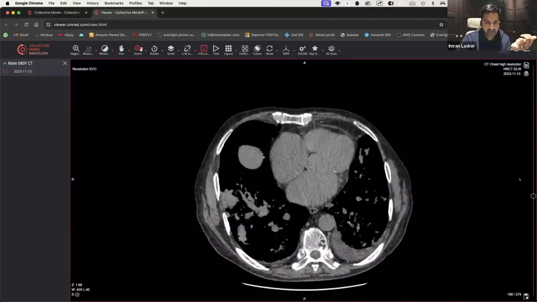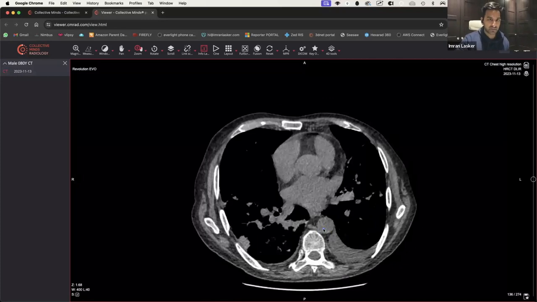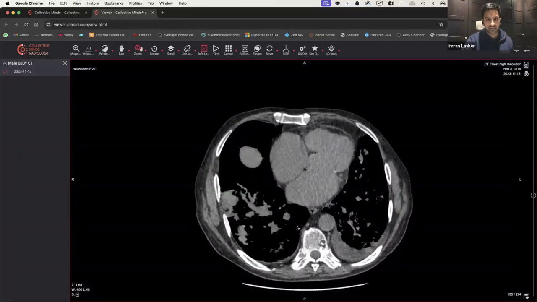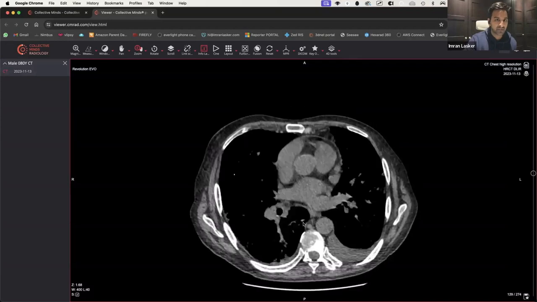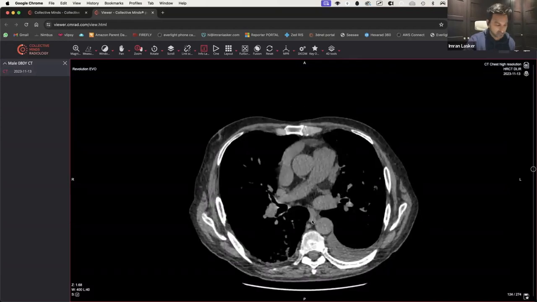And this is a non-enhanced study, because if you look at the aorta, it looks very, very similar in terms of its density to the pleural effusion and everything else. So we can't really go with the idea that this is a contrast enhanced study. But can you see this thing over here? I'm going to try and point it out again.